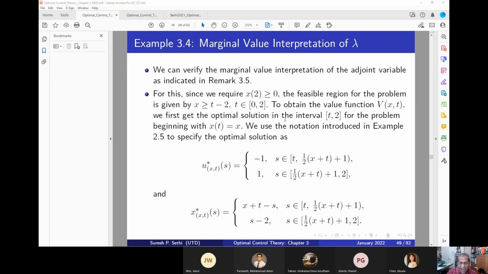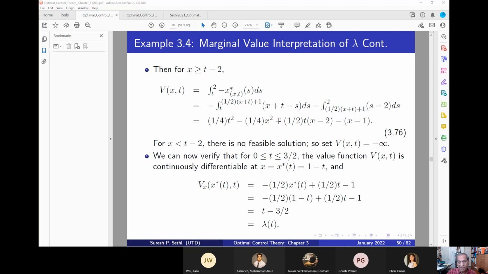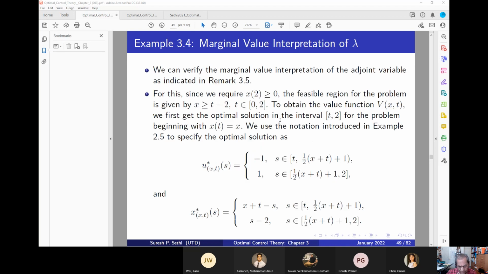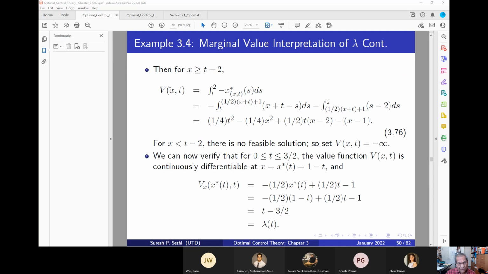I'm connecting these two guys. I'm not giving you all the proofs because the proofs by dynamic programming are limited to some extent. So I'm only giving you the feasible region for x bigger than t minus 2. You can do other things, but just to show that, that's enough for me.